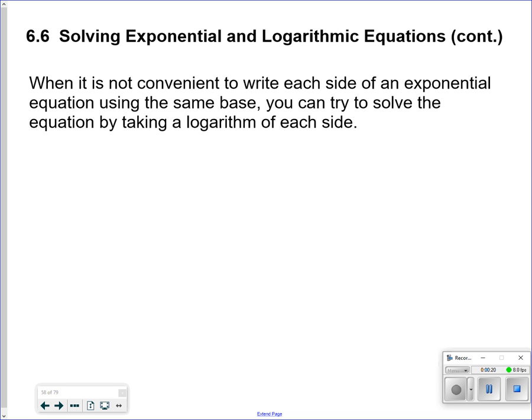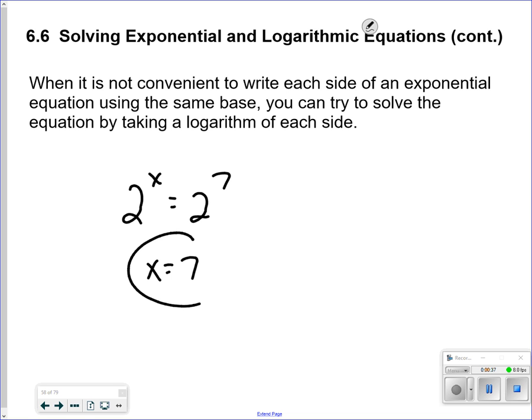When it's not convenient to write each side with an exponential equation using the same base, you can try to solve the equation by taking the log of each side. That is an important statement. So if I can have 2 to the x equals 2 to the 7th, like we've done earlier in the chapter, then that's fine. That's the easy way, and I really don't have to do much.